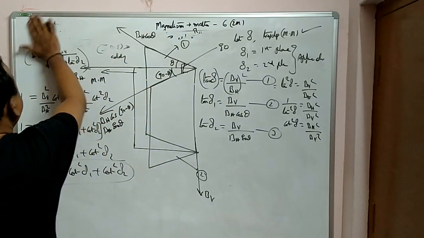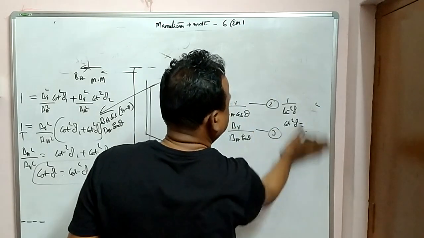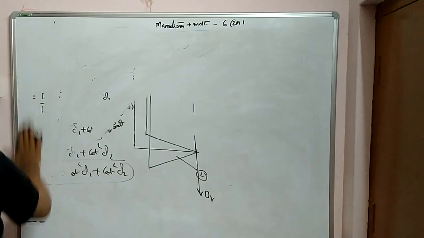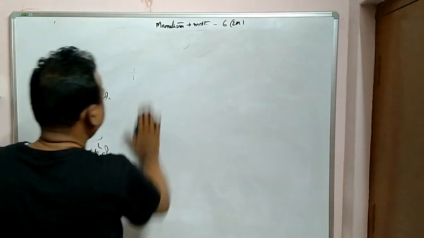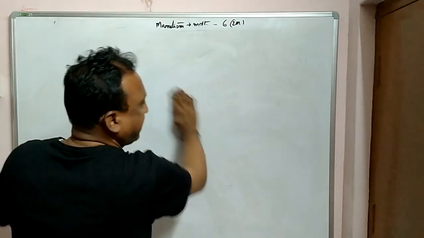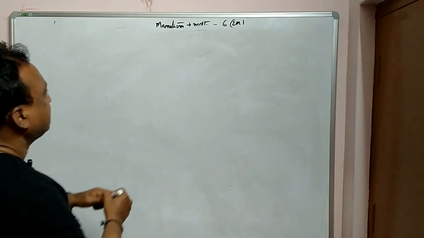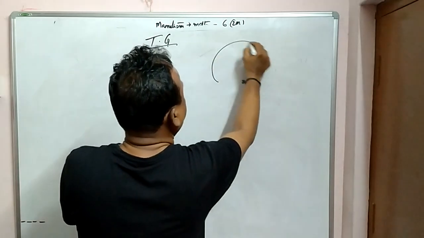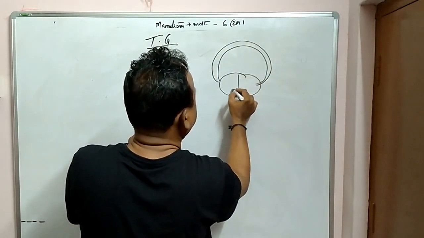Tangent galvanometer, please. Let us see what is meant by tangent galvanometer. A few points are left over. Generally you will have a tangent galvanometer in your physics laboratory. It will look like this: a coil, and here one compass will be there with an aluminum pointer.